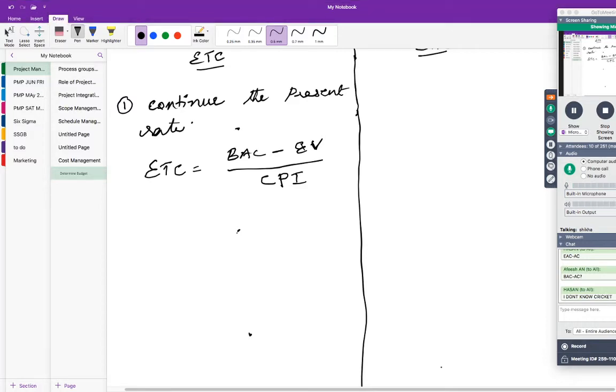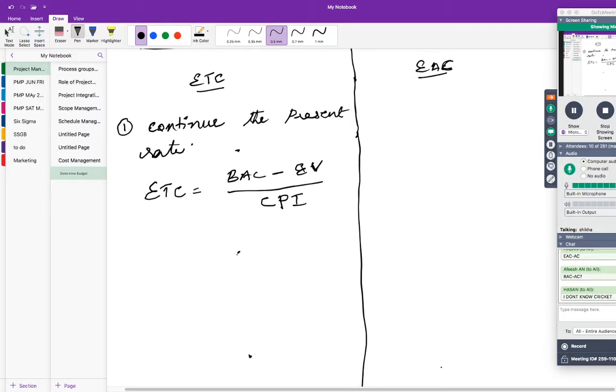All right. Now, what is your EAC? EAC is just adding the actual cost to it, because EAC is actual cost plus ETC, correct? So for the first scenario, EAC is equal to AC plus (BAC minus EV) divided by CPI. Okay, just adding the AC to it. You understand? Yes or no?